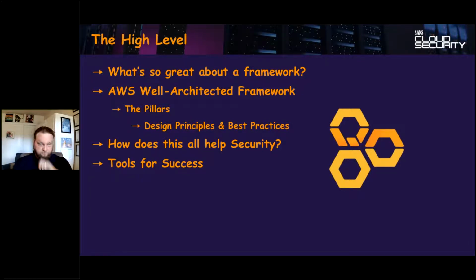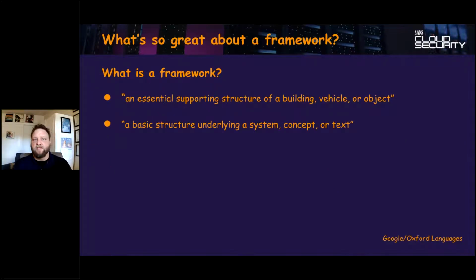So we're going to look at what is a framework and why we should like them and use them in general. Then we'll dig into the well-architected framework, the AWS Well-Architected Framework. We'll review each of the 5 pillars and their respective design principles and best practices for success. And after I review the framework and each of the respective pillars, I'll discuss how all of this helps security, why we're here today, how does this help security, and a few of the tools that you should be aware of for building successful, more secure and operationally excellent stuff. There are a lot of tools out there to help us. So let's start off by understanding what is a framework.